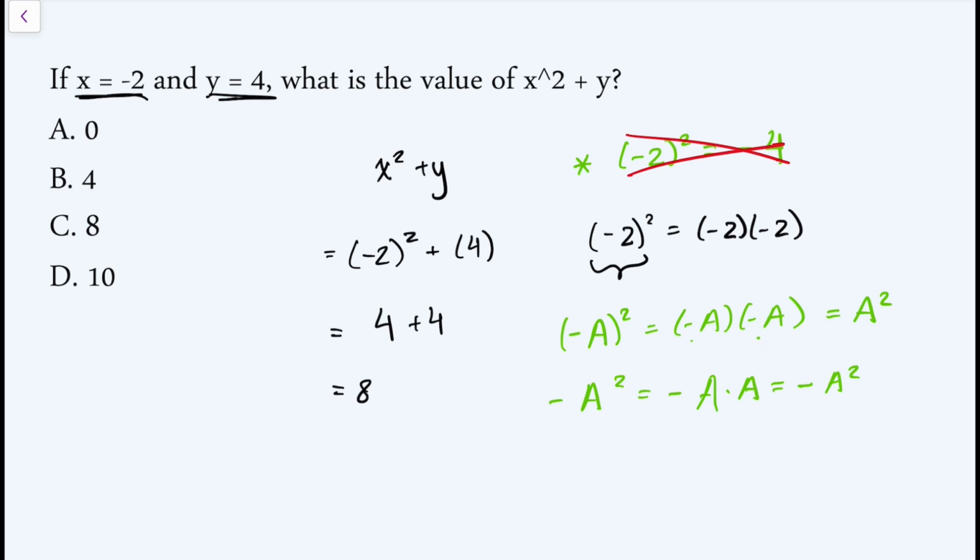With a concrete example, as I showed you, the negative 2 squared is negative 2 times negative 2. Two negatives make a positive, so 2 times 2 is 4. Versus negative 2 squared without brackets, that's, leave the negative, we're not touching it, 2 times 2, negative 4.